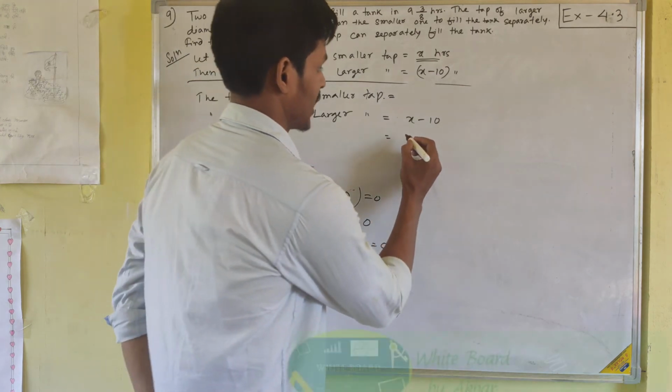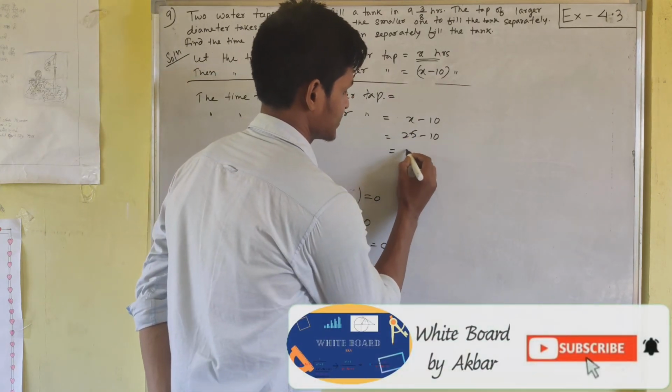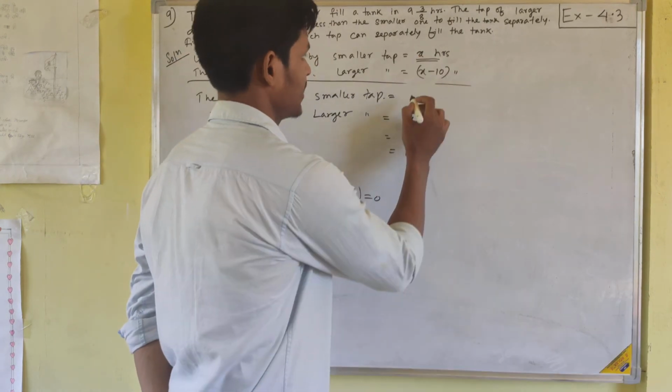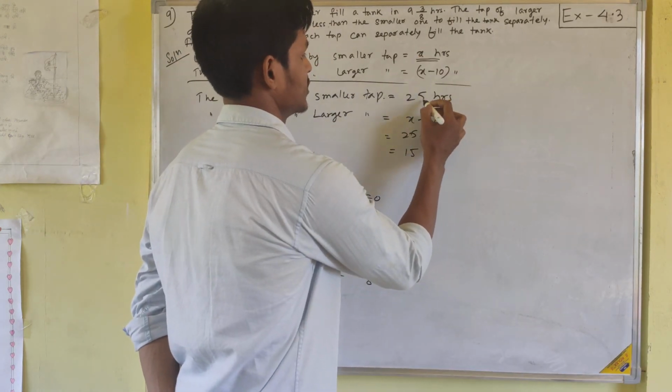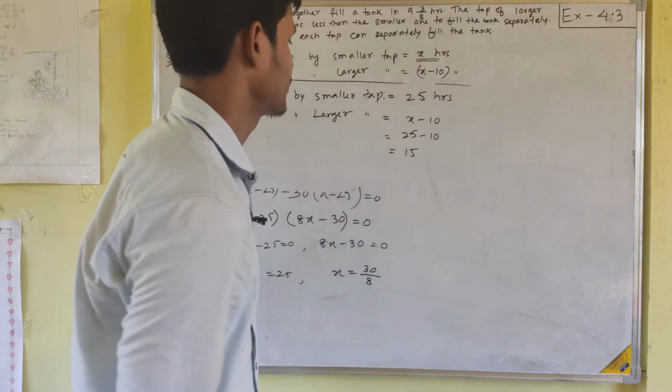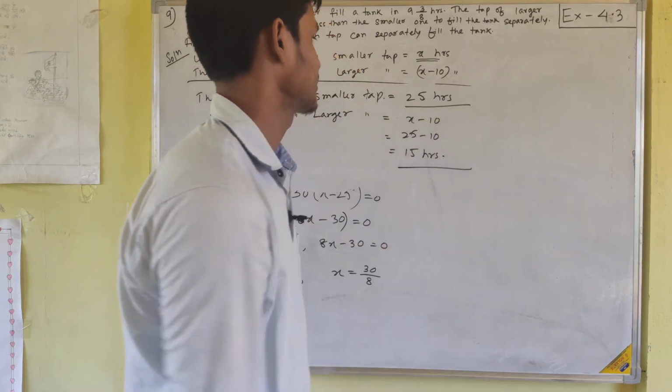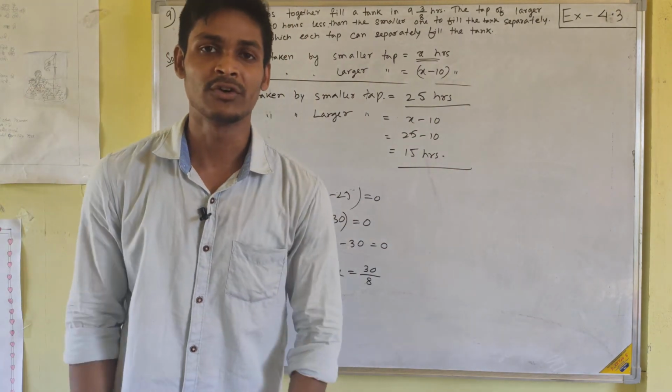So you write here 25 minus 10, that is 15, and x will be 25 hours. So the time taken by the smaller tap will be 25 hours and the time taken by the larger tap will be 15 hours. So that's all for today. Thank you.